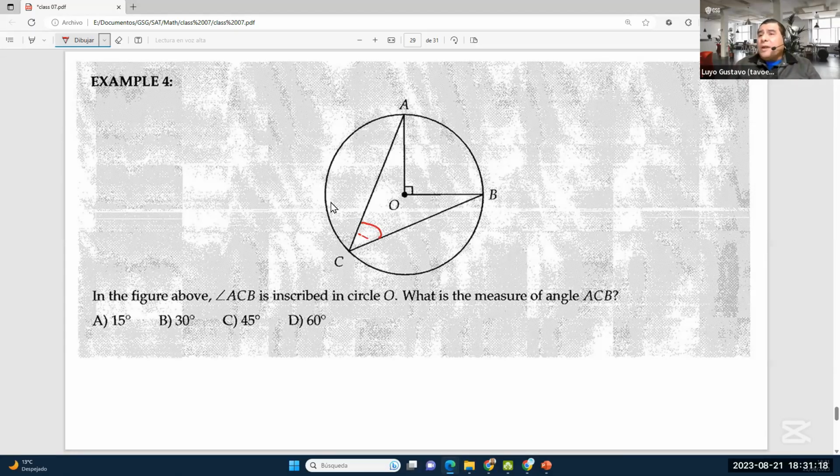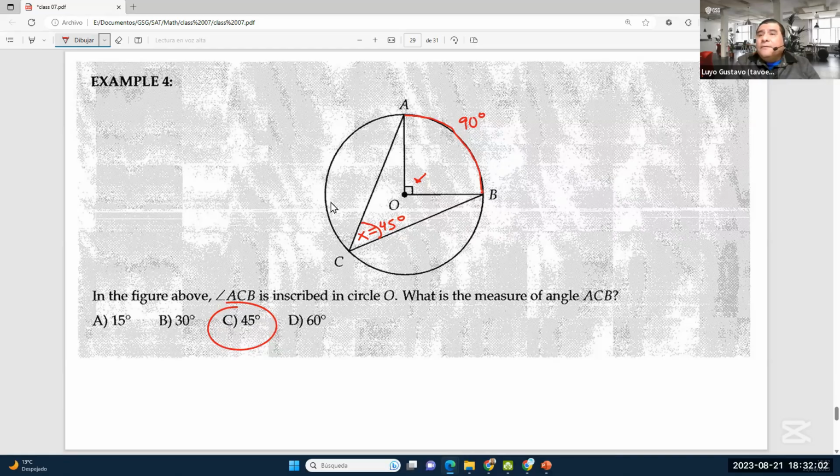ACB is an inscribed angle. And this inscribed angle should be half the measure of this arc. What is the measure of this arc in degrees? Well, obviously, it is the measure of its corresponding central angle, which is this. So if the central angle is a right angle, the measure in degrees of arc AB is 90 degrees. And the measure of any inscribed angle from the endpoints of this arc should always be half. That is to say, 45 degrees. So answer C.